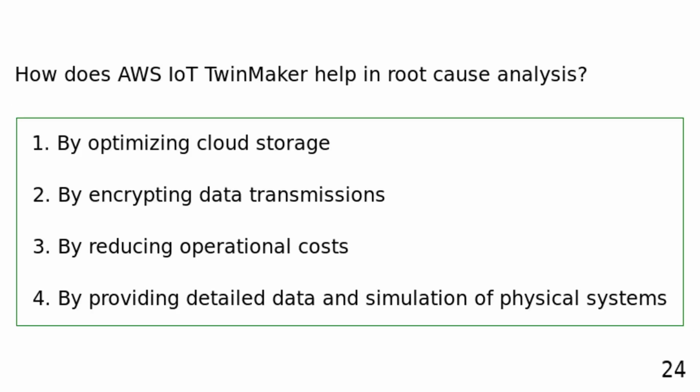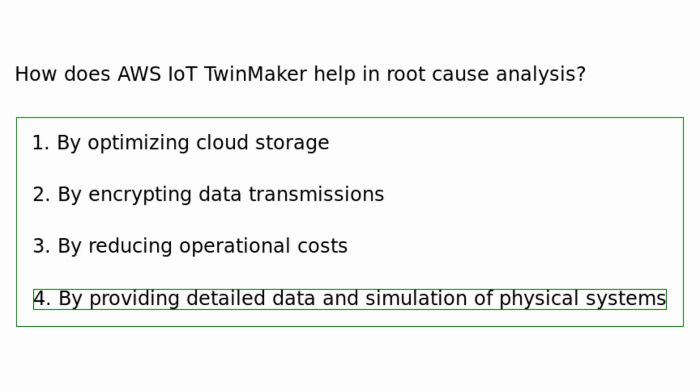How does AWS IoT TwinMaker help in root cause analysis? By optimizing cloud storage. By encrypting data transmissions. By reducing operational costs. By providing detailed data and simulation of physical systems. AWS IoT TwinMaker provides detailed data and simulations to aid in root cause analysis.